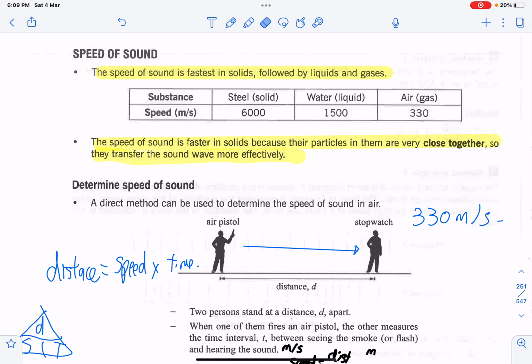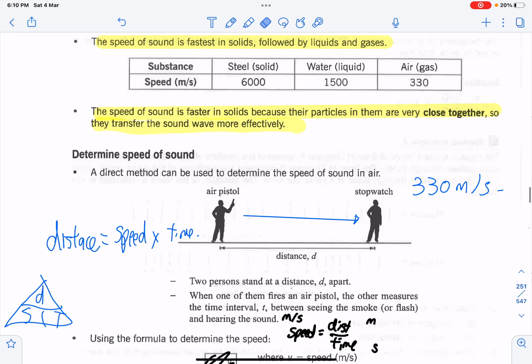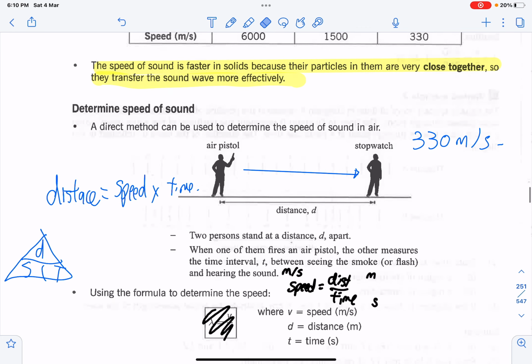Okay, so if the question asks you to design an experiment to determine the speed of sound, how do you go about doing it? There are a few ways. One way is a direct method, where let's say a person is standing very far away from you and shoots an air pistol. What you do is hold a stopwatch, and then you time.